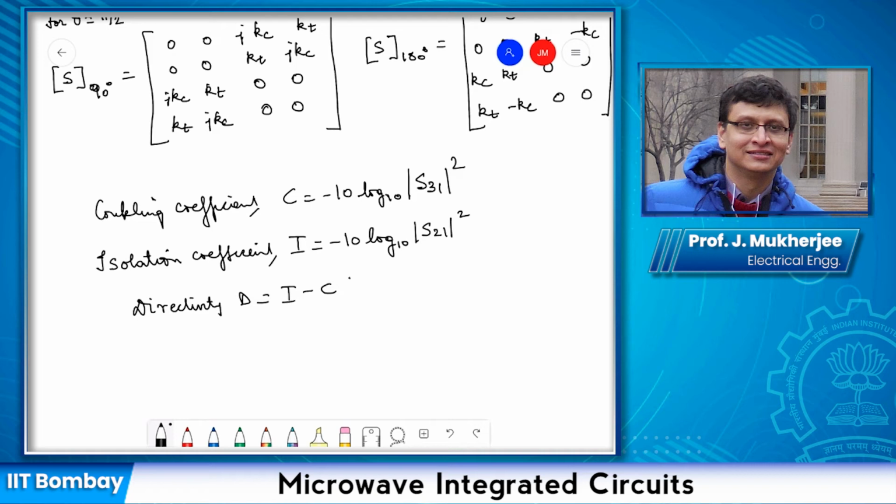Okay, typical values for C, I, and D are C is equal to say 20 dB, it is considered good. D equal to 20 dB is also considered good. And I equal to 40 dB is also considered good. So with that, I come to an end to this part. In the next part of lecture 30, we'll be covering the individual couplers and seeing how to design.